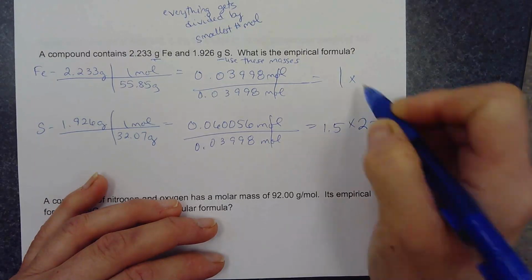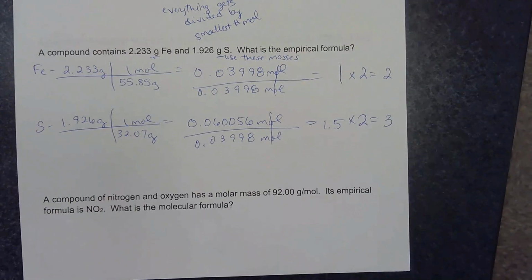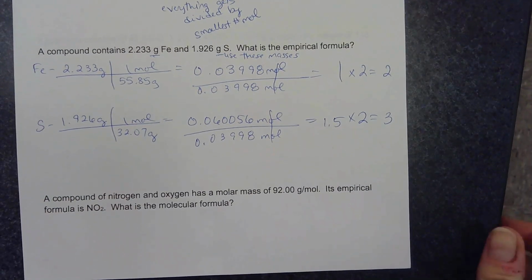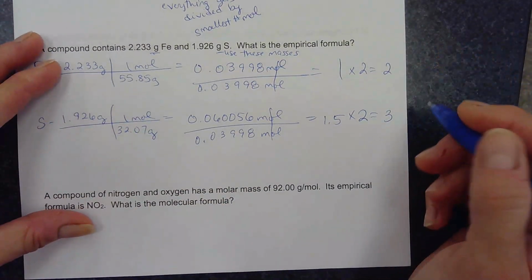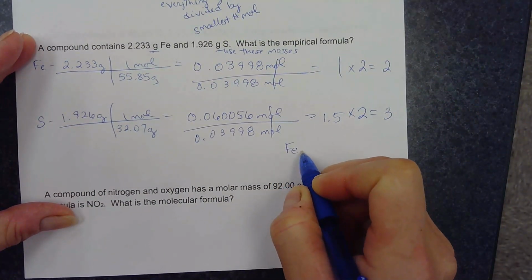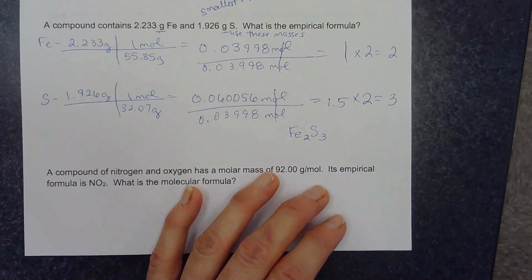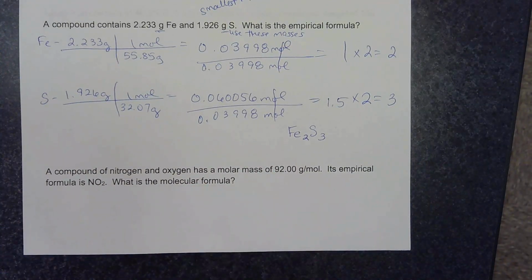What I do to one of these, I have to do the other because I have to maintain the what? Ratio. I have to maintain the ratio. And so I multiply both of them by 2, and now what's my formula? Fe2S3. Now, since you all know nomenclature, name that for me.